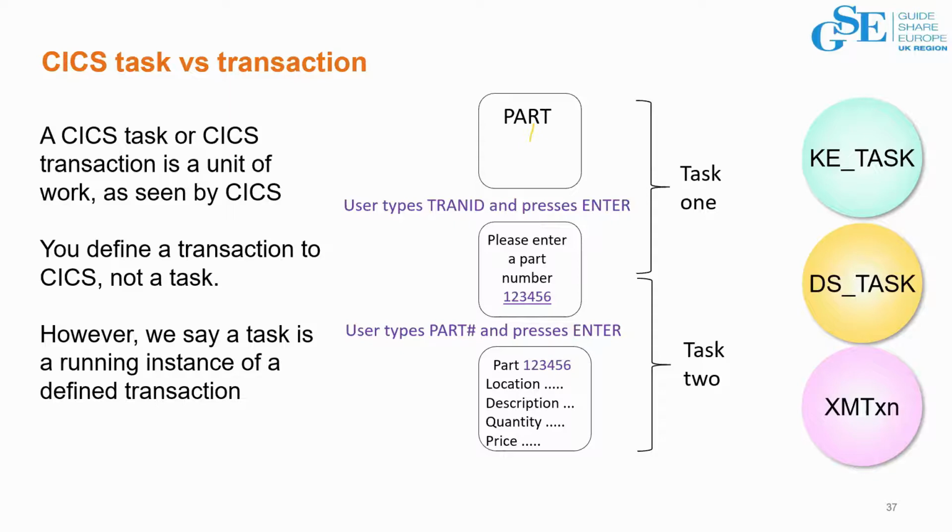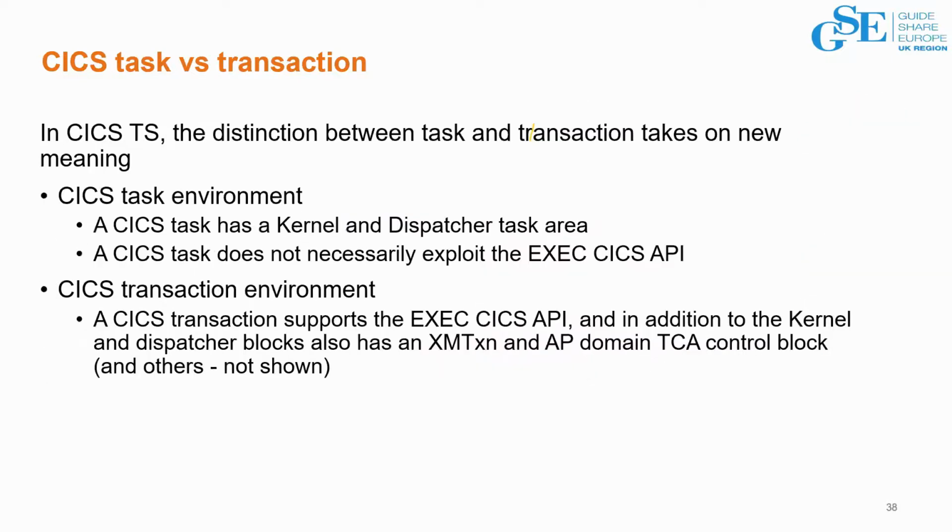Now, in order for a task to exist in our system, it needs a certain amount of control blocks. You'll see that there's a kernel task control block, right? KE task. There's a dispatcher main control block called the DTA, or a dispatcher task. There is an XMTXN control block, which is short for transaction manager transaction control block. And there's usually an AP domain control block, which we'll see in just a moment, right? And in order for you as an application to run in the system, you will have to have at least these 3 or 4 control blocks. The AP domain control block is actually just the TCA.